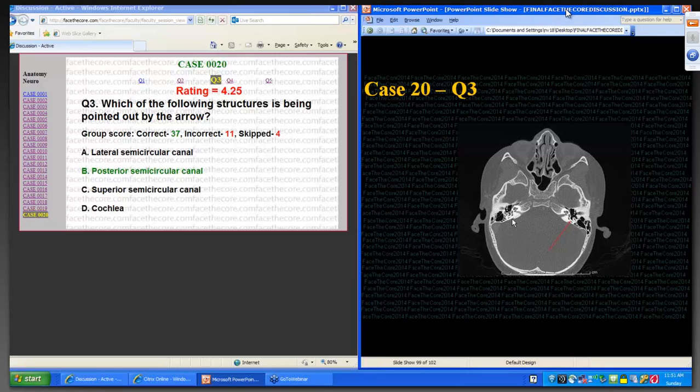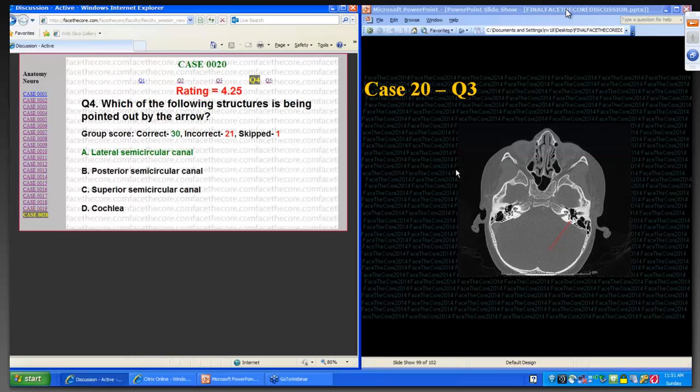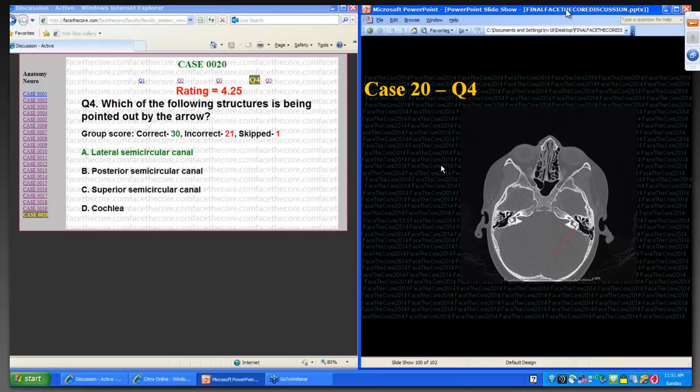You can see enlargement of the vestibular aqueduct in people who can get fluctuating sensorineural hearing loss when they have enlargement of that. And it's important to identify because they're advised to stop contact sports as a precautionary measure. But the correct answer in this case is the posterior canal, and then the vestibular aqueduct just next to it. And then the next question is, which of the following structures is being pointed out by the arrow?